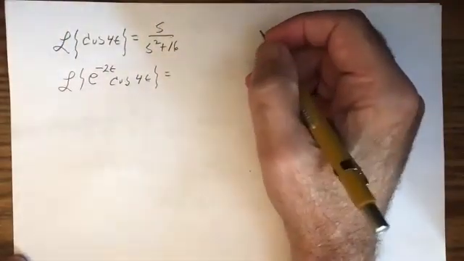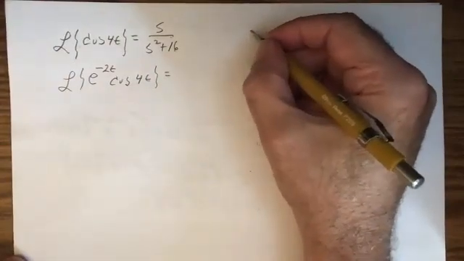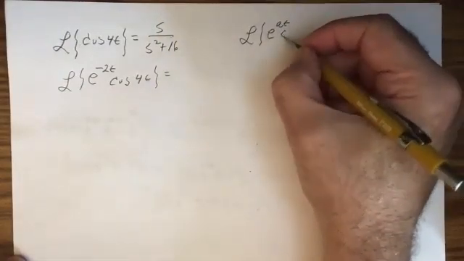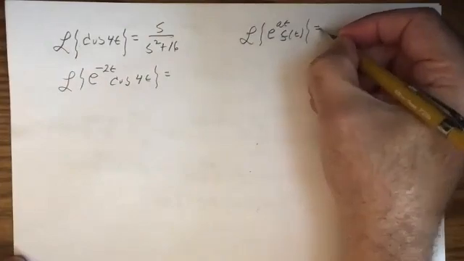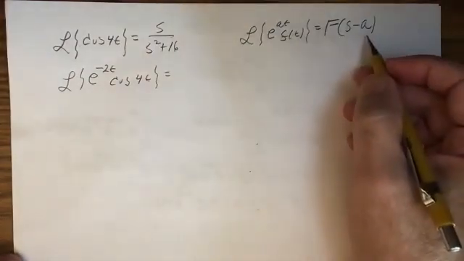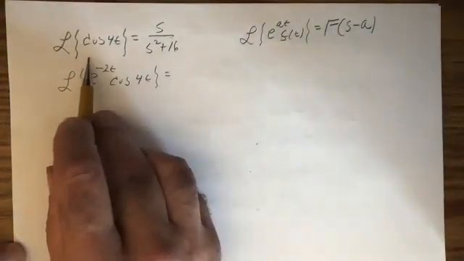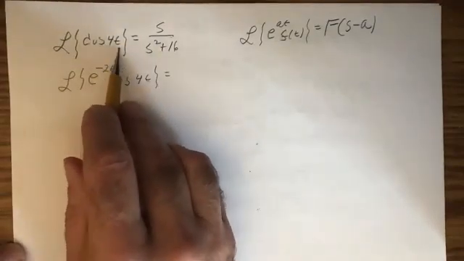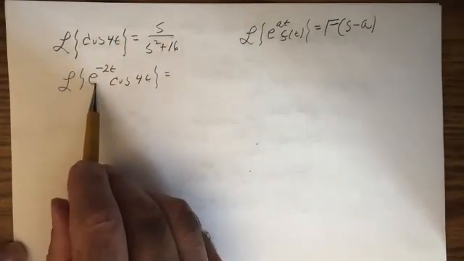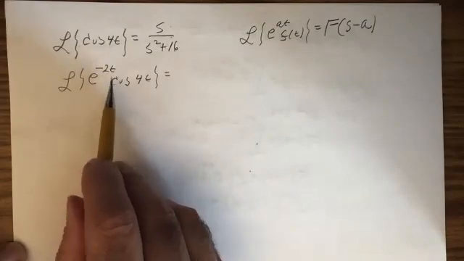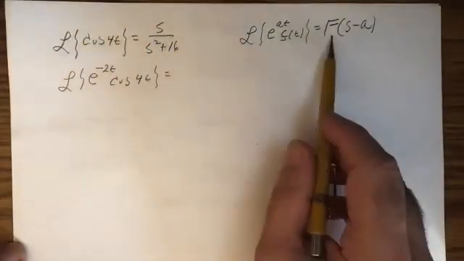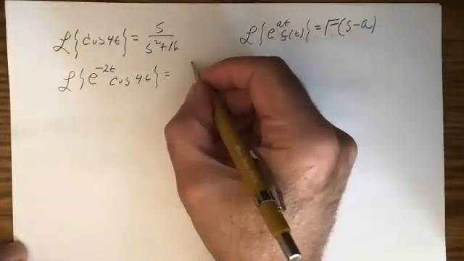Remember our property: the Laplace transform of e to the at times f of t is equal to F of s minus a. That's the property that we just derived. I know this is true, and I know the cosine of 4t is given by this. So if I want the Laplace transform of e to the minus 2t times the cosine of 4t, if I compare this with this, this s is going to change.